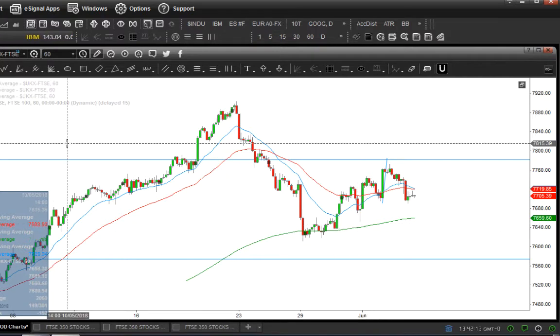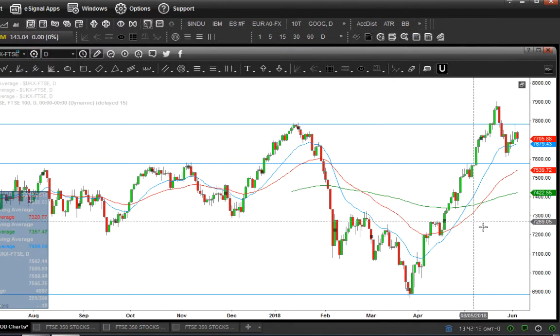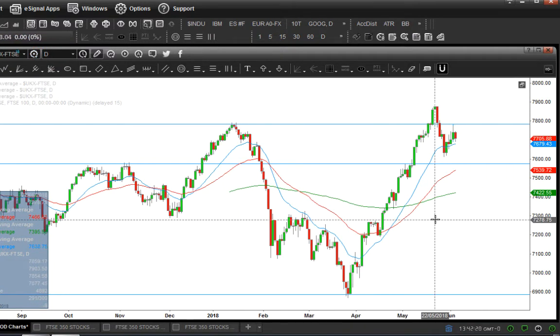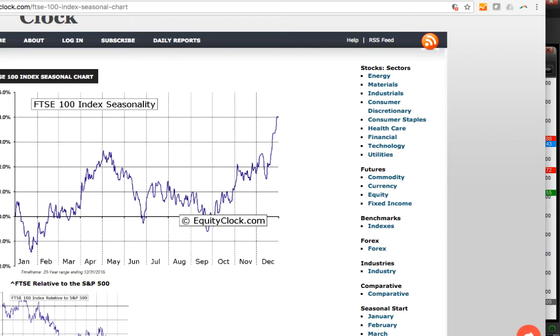Well, it's quite simple. We're just simply going to go to the daily, and we are going to identify yesterday's close as a bearish pin bar reversal. Some of you might see this as a hammer. That's absolutely fine, but there's one extra shred of evidence I want to bring to your attention, and this is seasonality. If we go to our friends at Equity Clock, we can see that historically we have a bearish month in June.